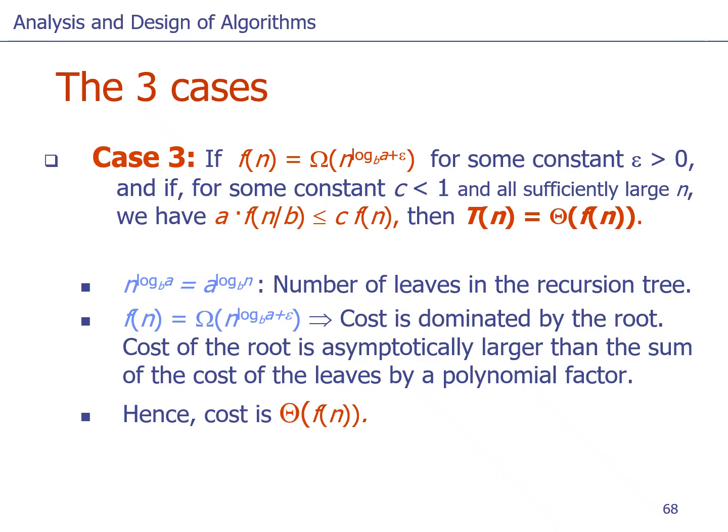If I can equate what I'm doing at the leaf level to what I'm doing at the root level by adding some power to what I'm doing at the leaf level, this is what it means: n to the power of log a base b plus epsilon. The epsilon is adding some power, okay? Then I have made the leaf equal to the root. Then the amount of work I'm doing at the root level is asymptotically bigger, okay? And that's why you see here it says T of n is equal to theta of f of n. What I'm doing at the root level will dominate our performance.